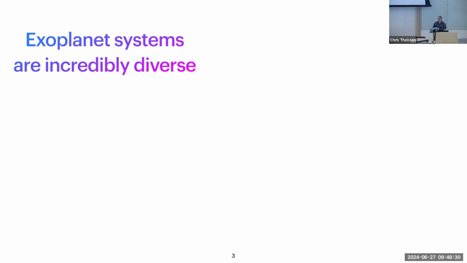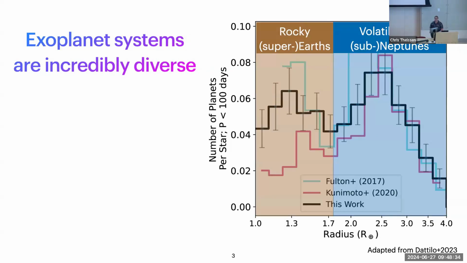As we've accumulated this diverse sample of exoplanets, one of the things that we found is that there are some really interesting features. This plot is showing the relative number of planets as a function of planet radius for small planets. The lines are just showing different studies, which all find the same thing: the distribution of small planets is not unimodal, or flat, or anything like that. Instead, what we see is a bimodal distribution of planet radii.